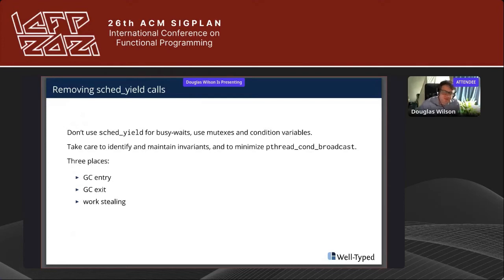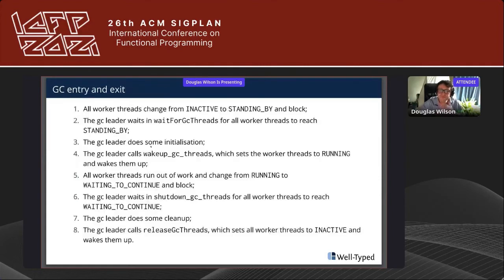And then we minimize broadcasting on condition variables. We'd prefer to wake up one thread than to wake up all the threads that are waiting on a thing. That causes what's called thundering herd problems, where you have many threads starting up at the same time. There are 3 places: the GC entry, the GC exit, and the work stealing loop, where the GC threads are looking for more work to do.